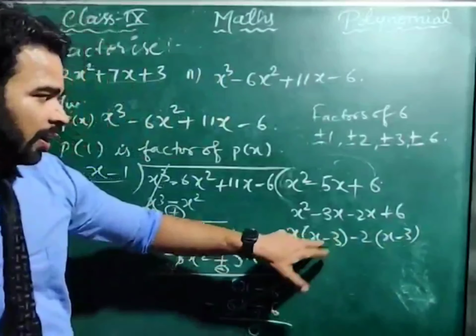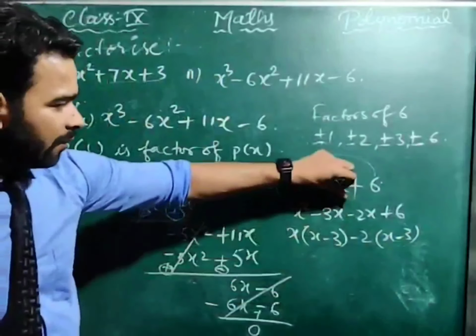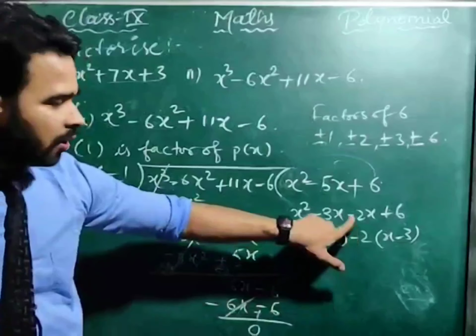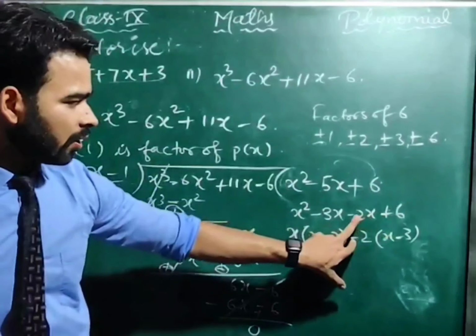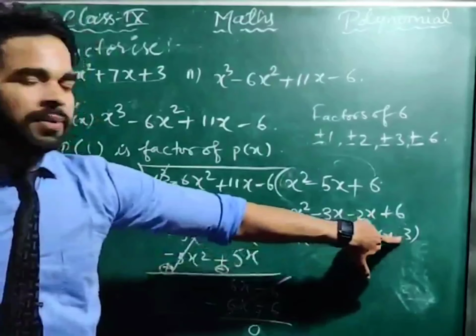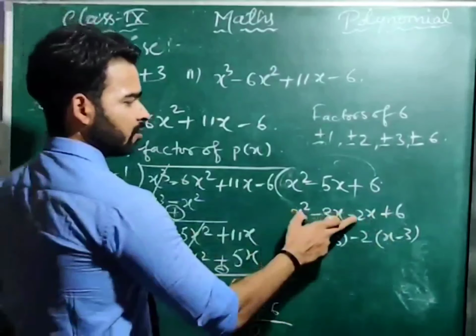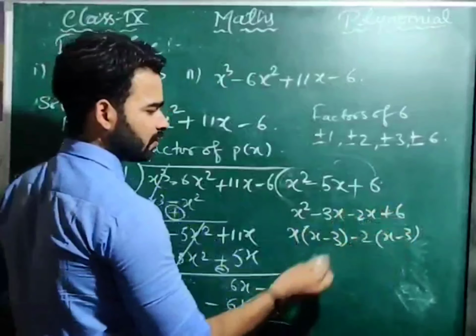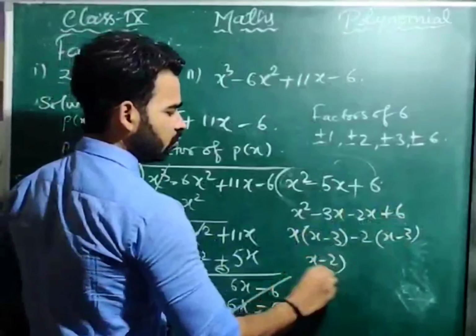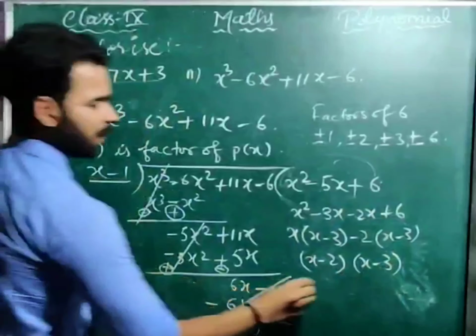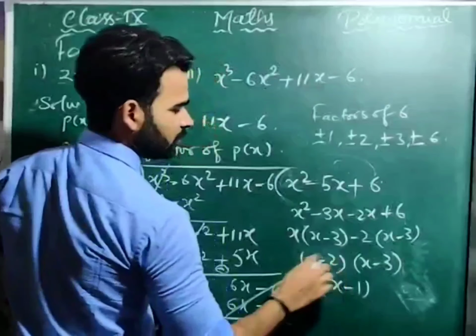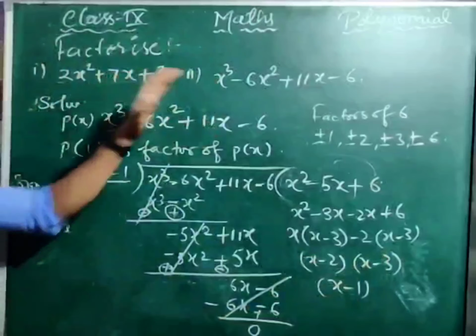See here, clearly, sign, number, variable, I have taken the minus sign first. If we are taking the minus sign common, then the sign will be changed in the bracket. So here minus 2, 2 threes are 6. Now x minus 2 and x minus 3. And we have already one factor, x minus 1. So these are the factors of the given polynomial.